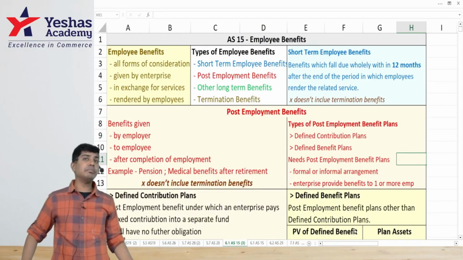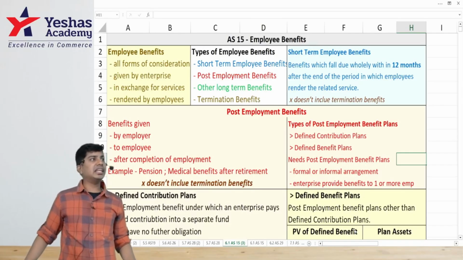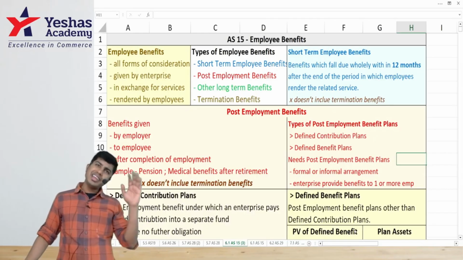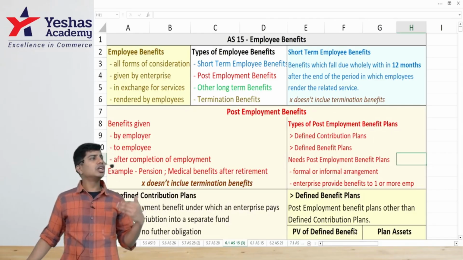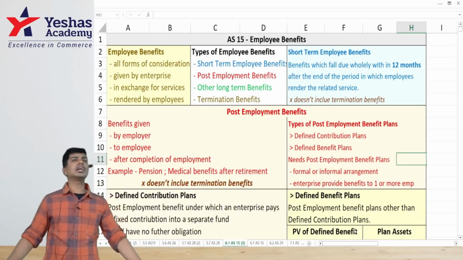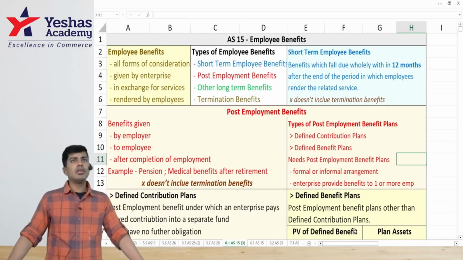Is salary an employee benefit? Yes, salary is an employee benefit. But when we talk about employee benefits, we're not talking only about salary. We're talking about any form of consideration given by the entity to the employees for the services given by them. For the services taken from the employees, whatever money we pay them is called employee benefits.